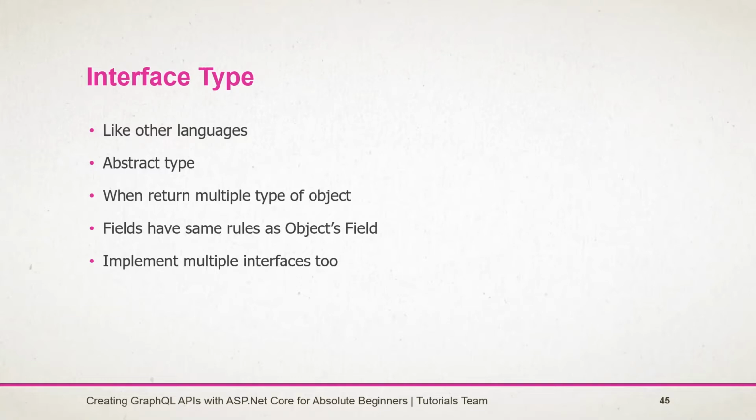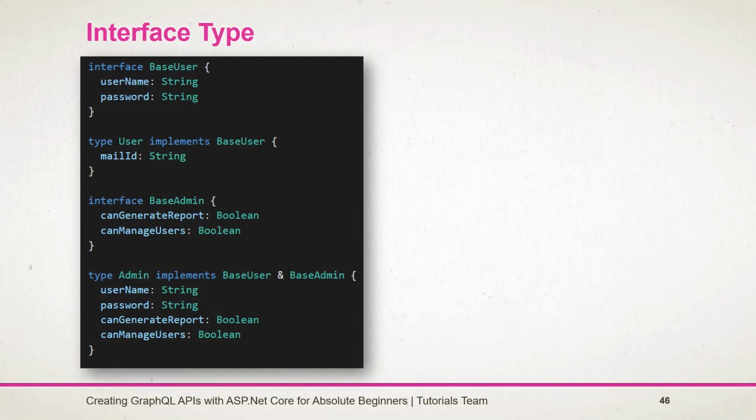The interface keyword is used to create an interface, and the implements keyword is used to inherit the object from the interface. Here is a simple example of an interface in which BaseUser contains two fields, username and password. This interface is implemented by the User object type. It includes the mail ID along with those two interface fields.